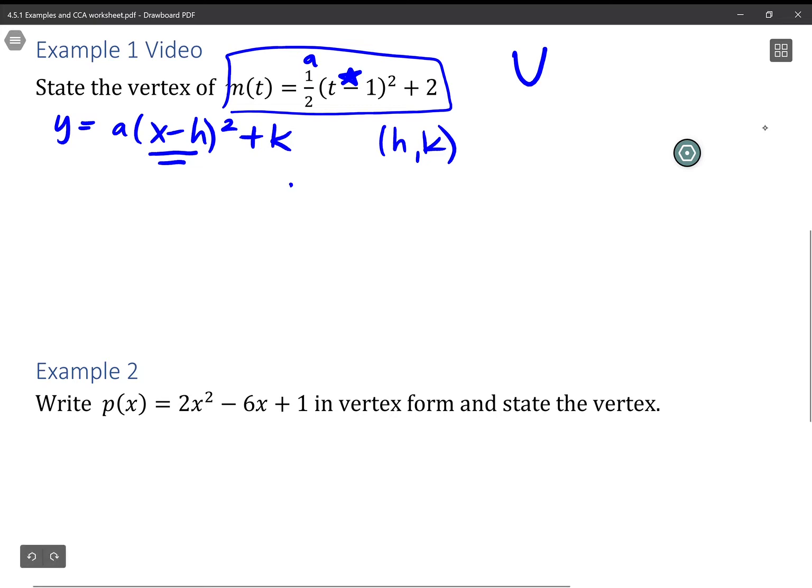So this sign right here will always be opposite. So the vertex of m of t is going to have a t coordinate of 1. And then for the y value of the vertex, there is no opposite. If that's +2, then this is a positive. So the vertex of that parabola is at (1, 2). Sign changes on your x or whatever variable is there, and does not change on your y or whatever variable is there. So that's how we actually read them off.